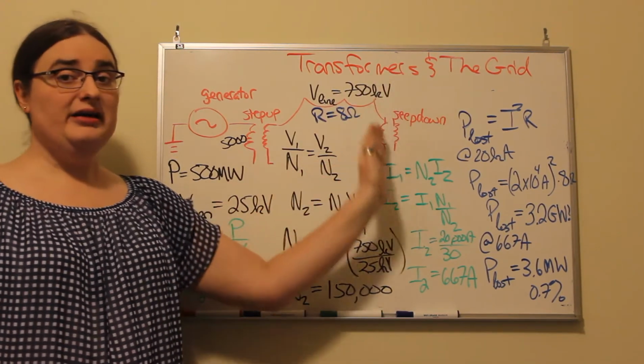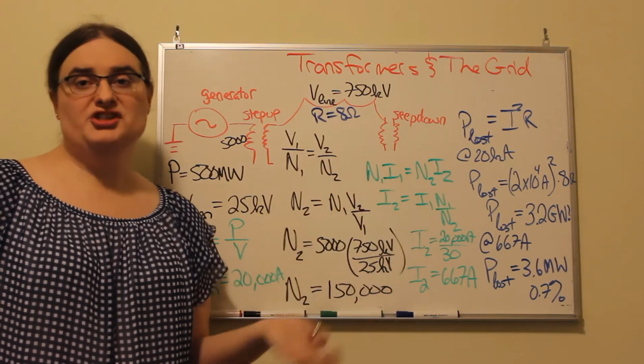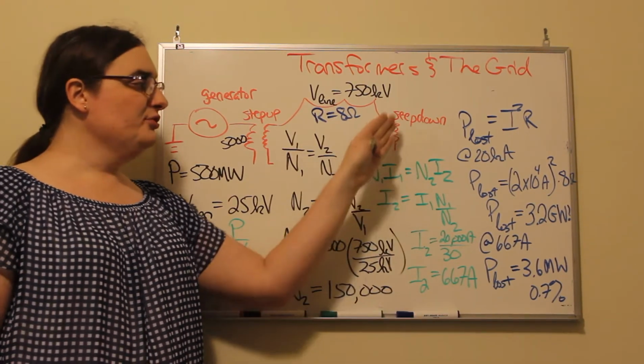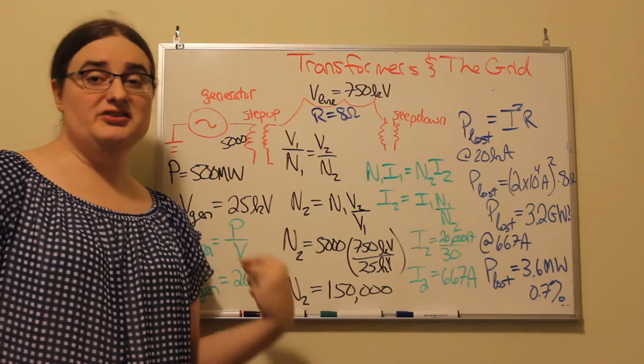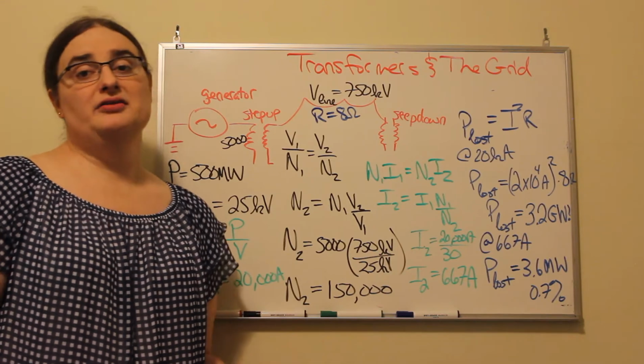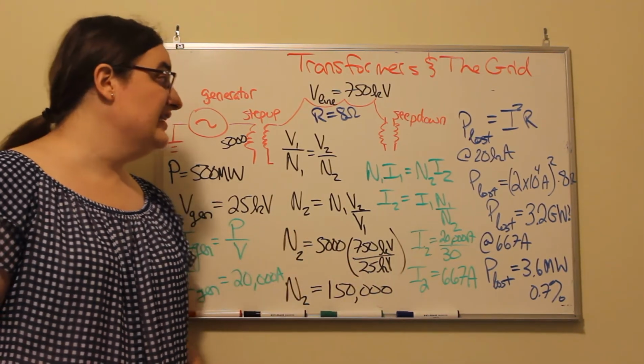Now later on, as it gets closer to the consumer, you want to step it down to lower voltages, which are much safer, so you then have a series of step-down transformers gradually lowering it to the household voltage of 120 volts that we use in the United States.